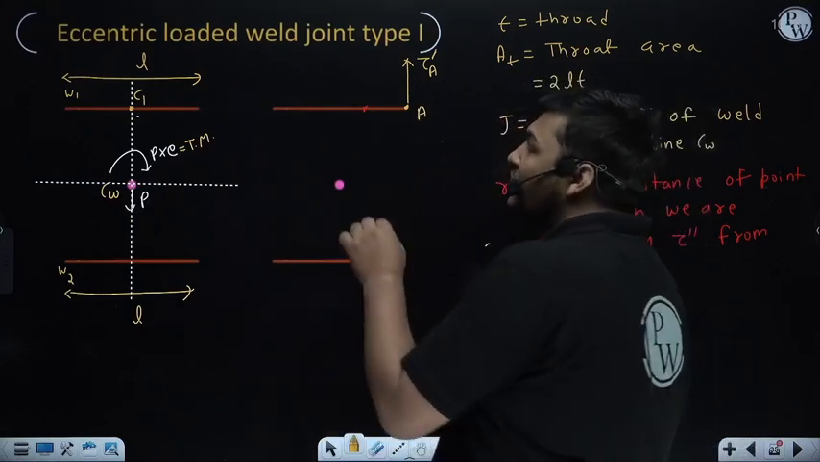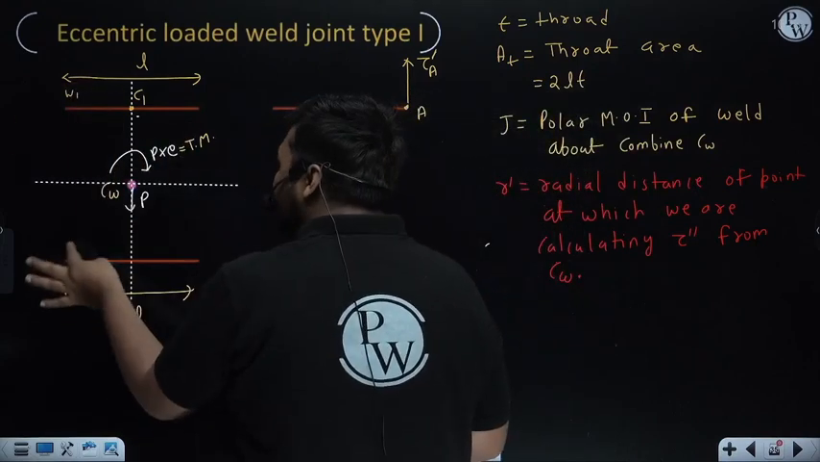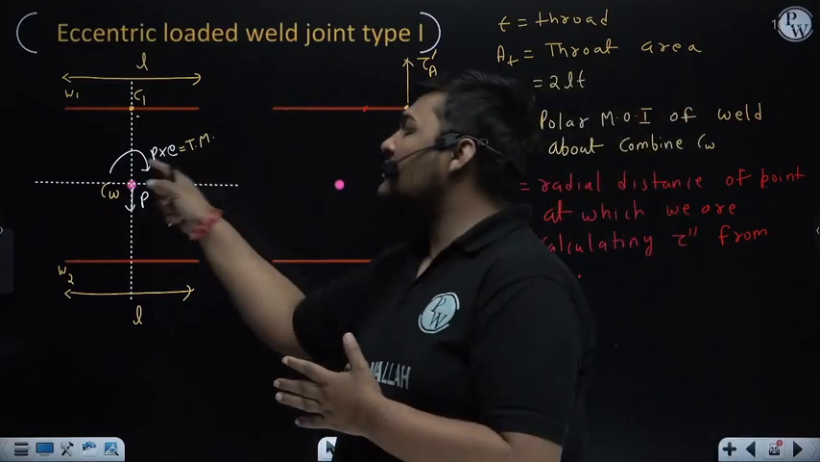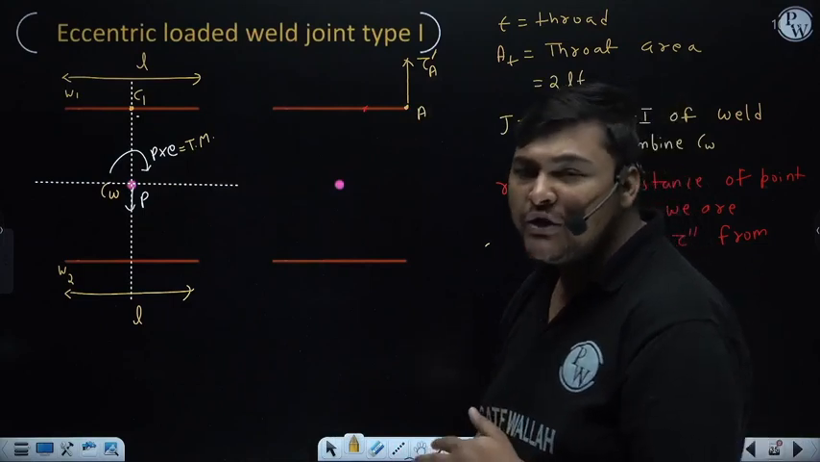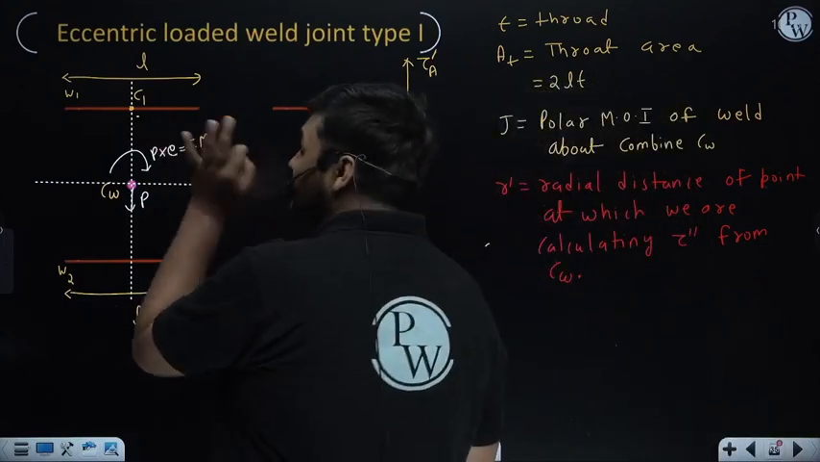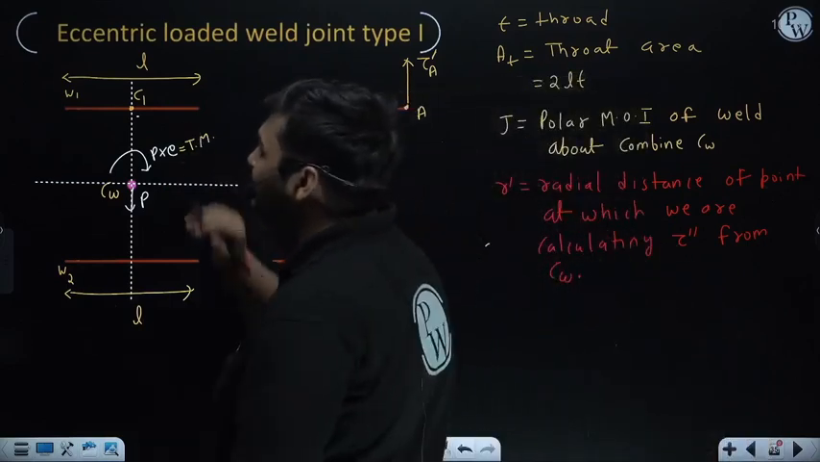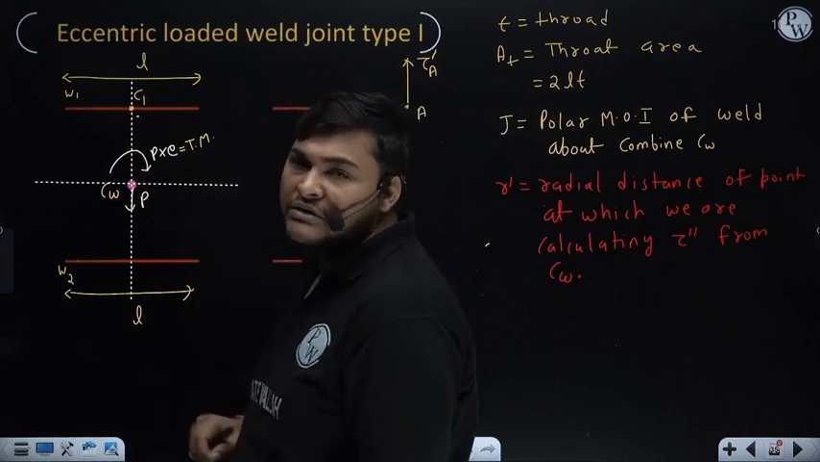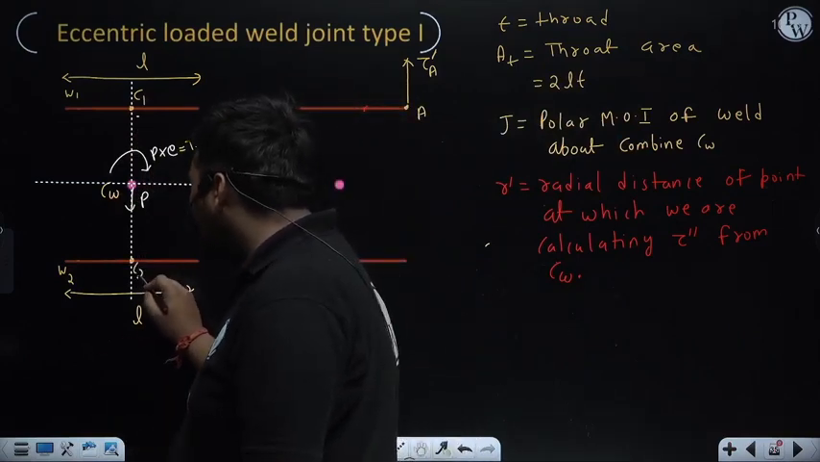For that, first locate the centroid of weld 1 and the centroid of weld 2 individually, because to calculate the polar moment of inertia about the combined centroid, that is CW, we will use the parallel axis theorem. For that, first you need to locate the centroid of weld 1. So the centroid of weld 1 is C1. Okay, and since weld 1 is symmetric, it will be midway along weld 1, and the centroid of weld 2 is, suppose, C2. Okay.